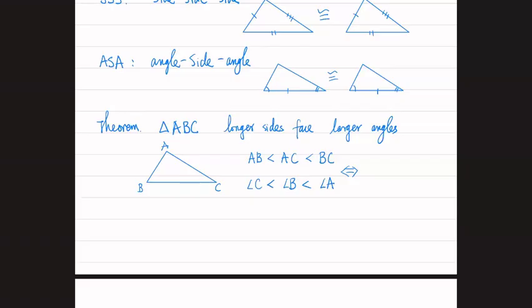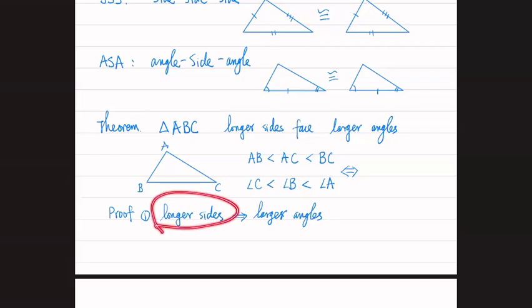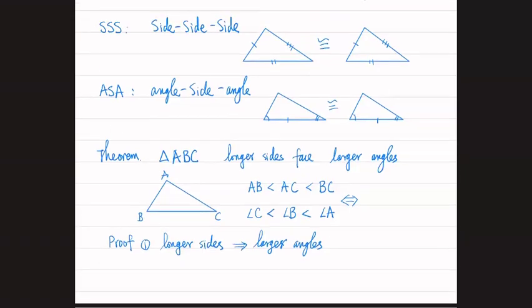Okay, so we proved this in 2 steps. A brief review. First proof: longer side implies larger angles. There's a point D on the BC line. So how do we prove this? CD and AC. Because this is longer, we can have a point.